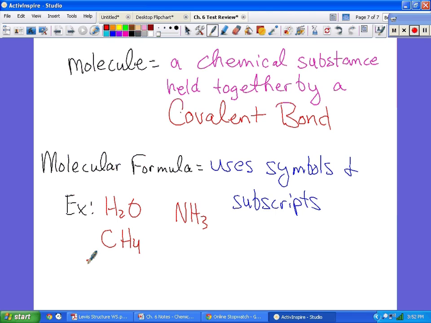So in H2O, how do you know that this is a molecular formula in the very basic terminology? It must be a molecule. First of all, if it's a molecule, what is it held together by? Covalent bond. Okay? What is a covalent bond made up of? Two what? Two nonmetals. So what side of the periodic table are they on? The right side, except hydrogen. So is that a molecule? Yes.